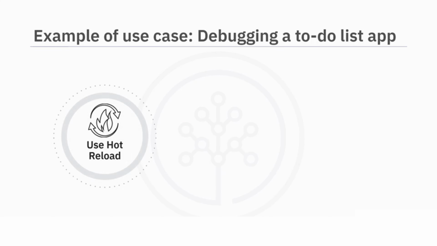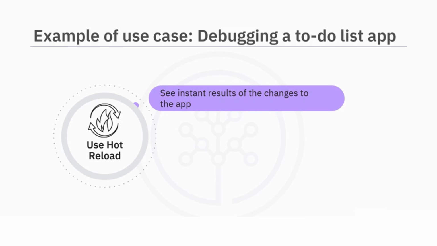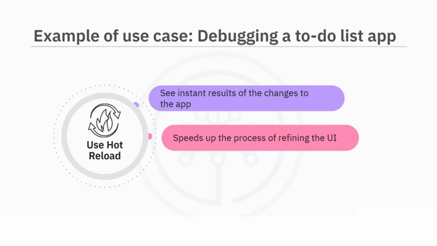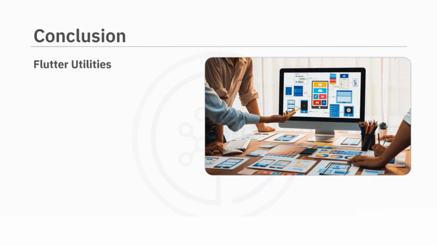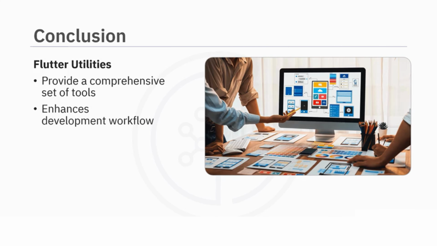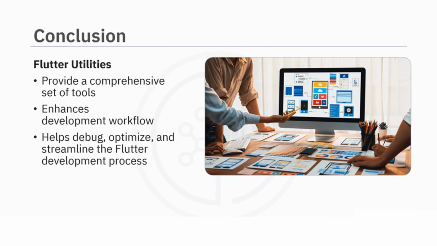Finally, as you make changes to your to-do list app, use Hot Reload to see the results instantly. This speeds up the process of refining the UI and implementing new features. To conclude, Flutter Utilities provide a comprehensive set of tools that enhance your development workflow. By leveraging these utilities, you can debug, optimize, and streamline the Flutter development process.